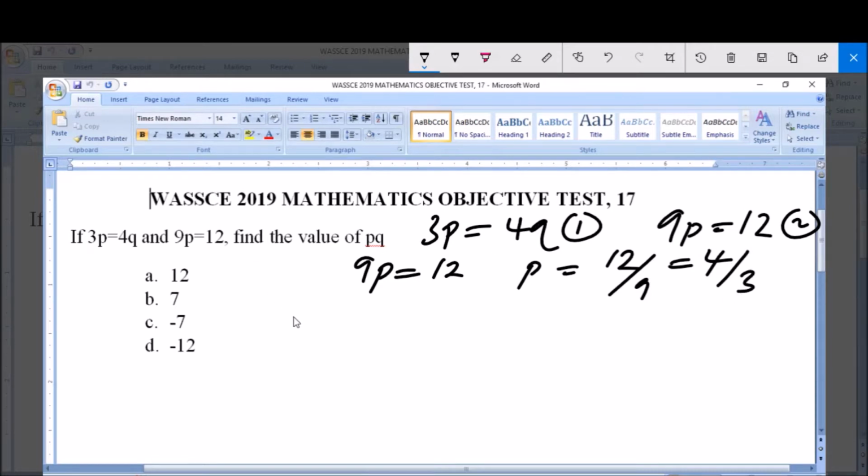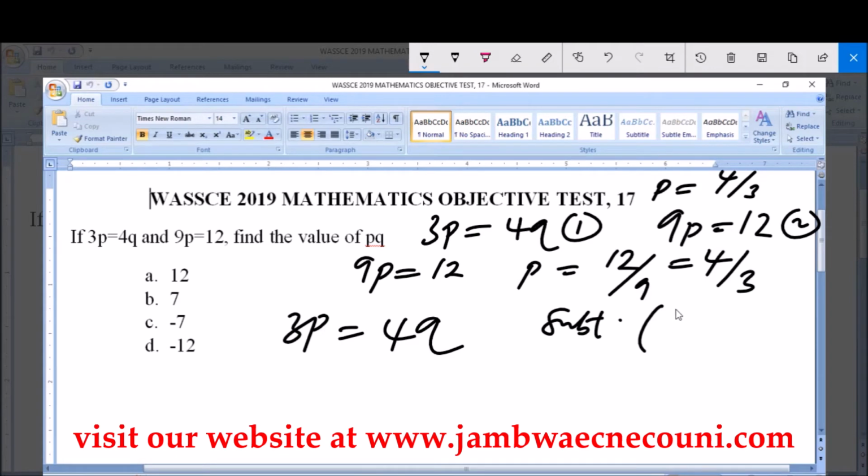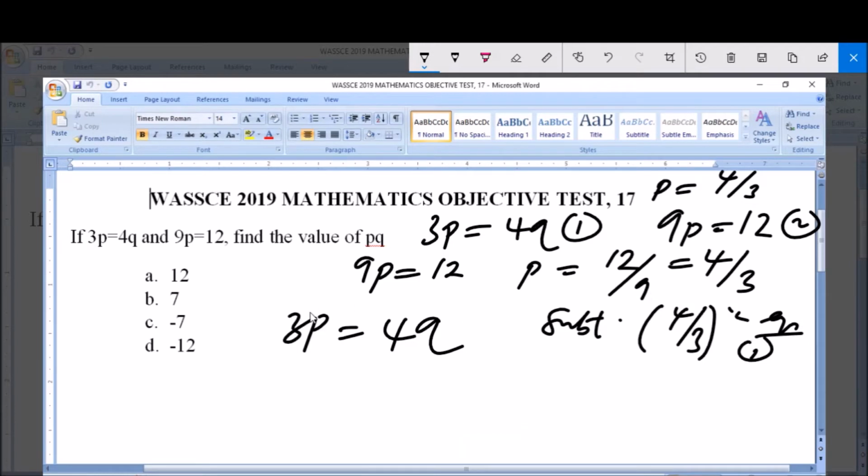Now the second question says 3p equals to what? 4q. Now to find q, we know our p is 4 over 3. Now we want to find our q. 3p equals 4q, and our p is 4 over 3. So we substitute 4 over 3 in equation 1. So now if we put 4 over 3 in place of p here, we have 3 multiplied by 4 over 3 equals 4q.